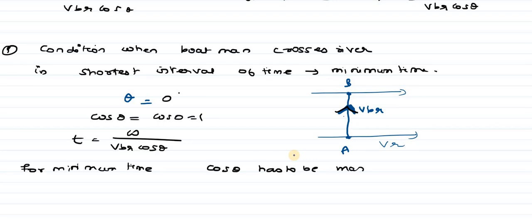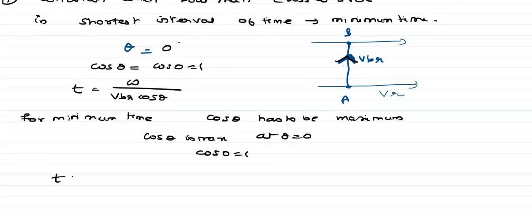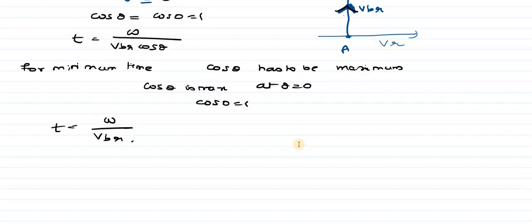Yes or no, Ritisha? Cos theta has to be maximum. Cos theta is maximum at theta equal to 0. That is cos 0 is 1, correct? So that's it. If you don't understand that one, you can do this way. So W by VBR. Clear? So this is the shortest time. So shortest time formula is what? Just W by VBR. At that time, what is theta? When theta is 0. Clear, Ananya? Neha, is it clear?